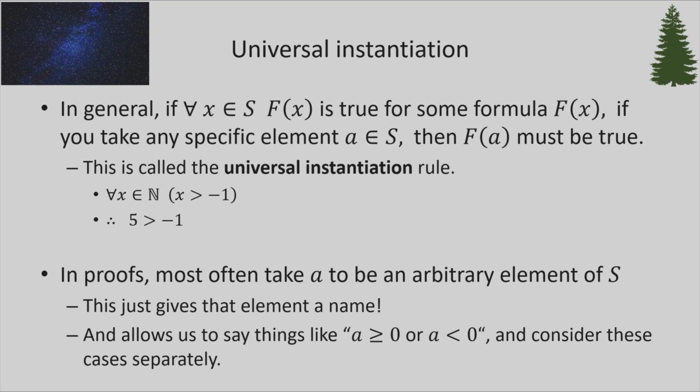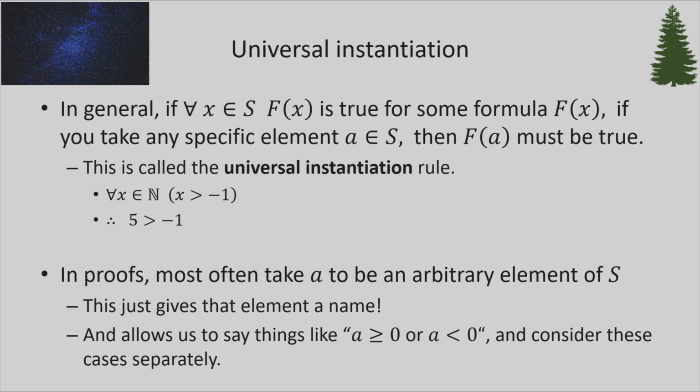So if for every natural number, that number is greater than or equal to -1, we could take a number 5 and it will be greater than -1. We could take a number 100 and it still will be greater than -1. That's because if the original formula is true, then the formula under the quantifier will be true no matter what natural number we replace the x with. In a proof, though, you're not going to see that much of 5 is greater than or equal to -1.